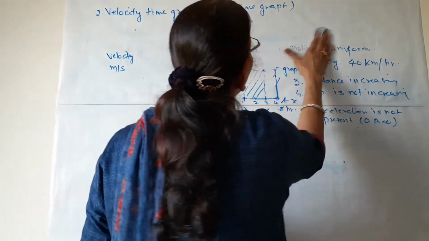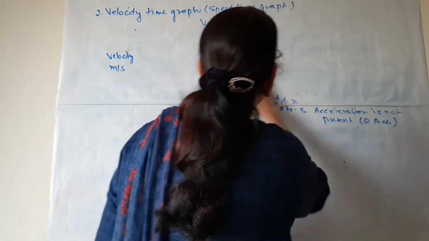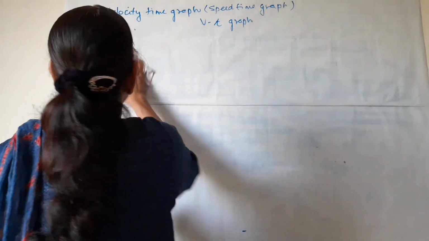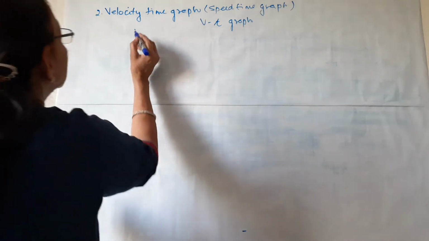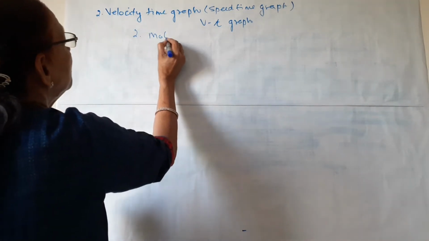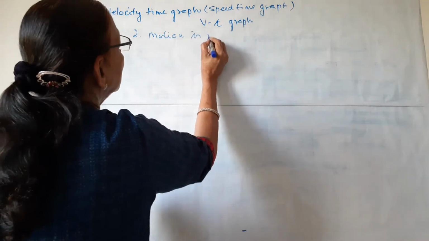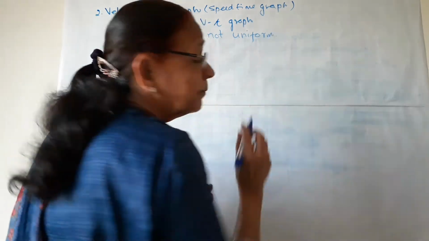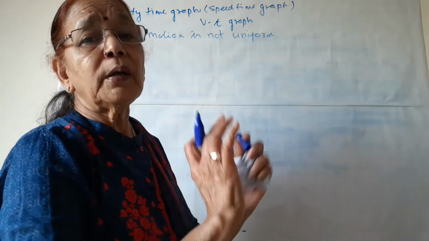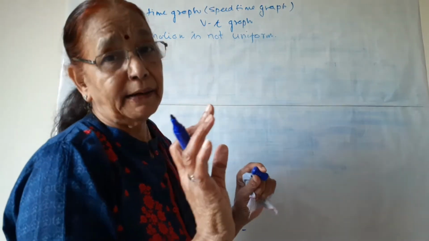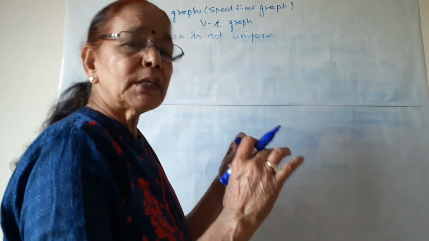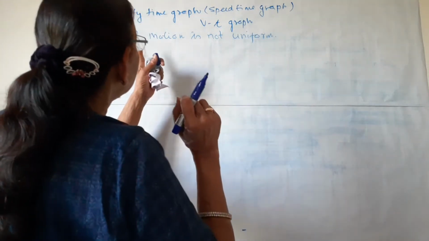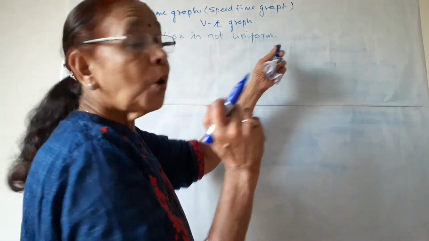The second case will be when motion is not uniform. What does it mean? It means equal distance is not covered in equal time intervals. Sometimes it may be more, sometimes it may be less. So the motion is not uniform. The second case, motion is not uniform.